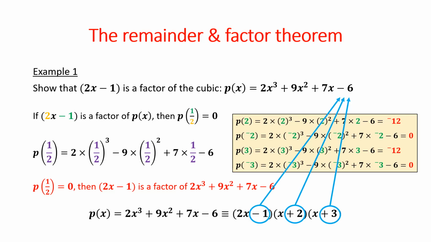One last thing: I hope you notice that these numbers all multiply. Negative 1 times 2 times 3 multiply to negative 6, which means I'm not randomly guessing what numbers I substitute in here. I'm actually thinking about the factors of negative 6.